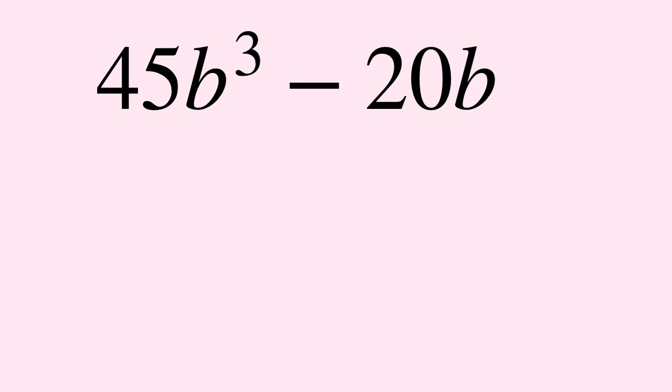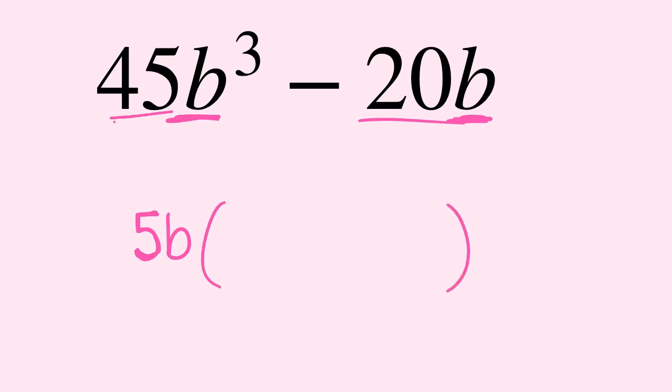So greatest common factor of 45 and 20. So what would go into 45 and 20? Well, definitely 5. 5 goes into both of those. And remember, since they both have B's, we can take out one of the B's because this one only has 1 to get rid of. So we're going to take out 5B. That's our greatest common factor. So we're going to divide both of these by 5B.